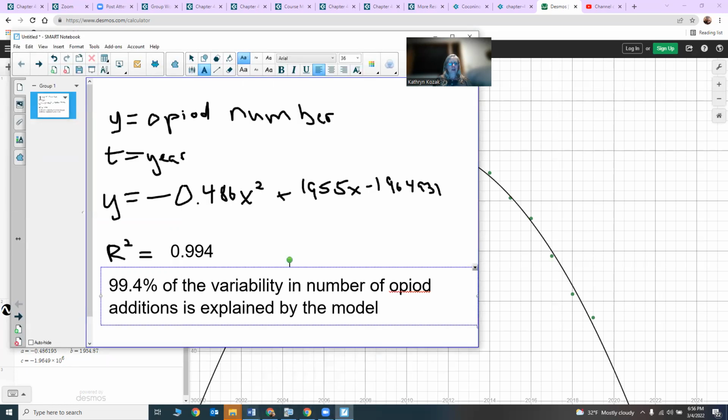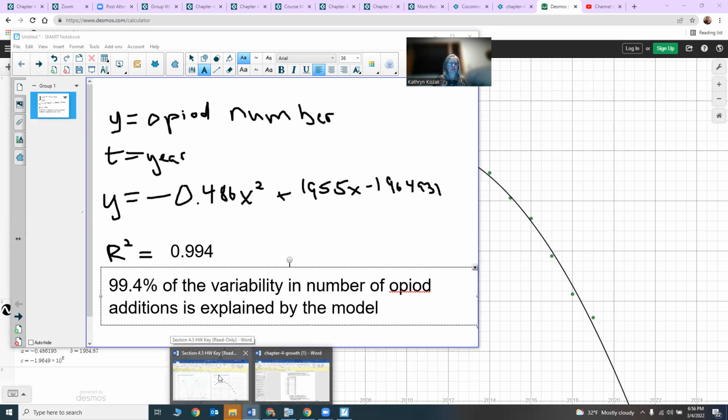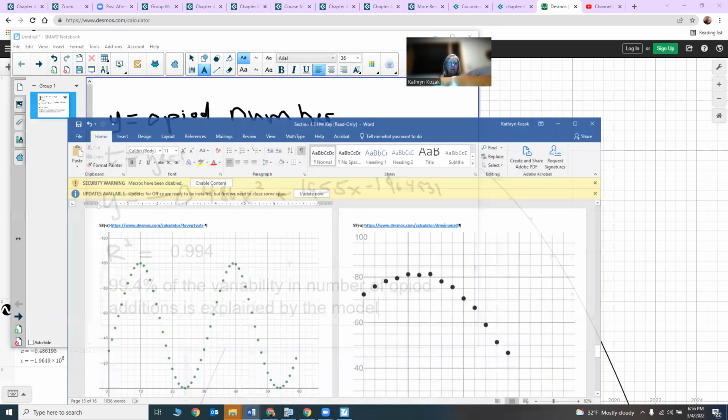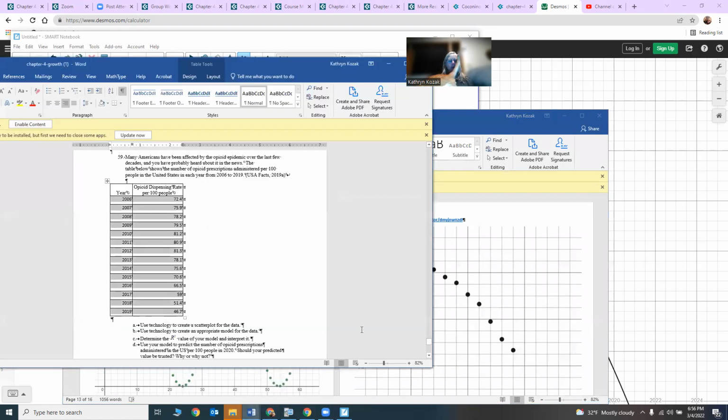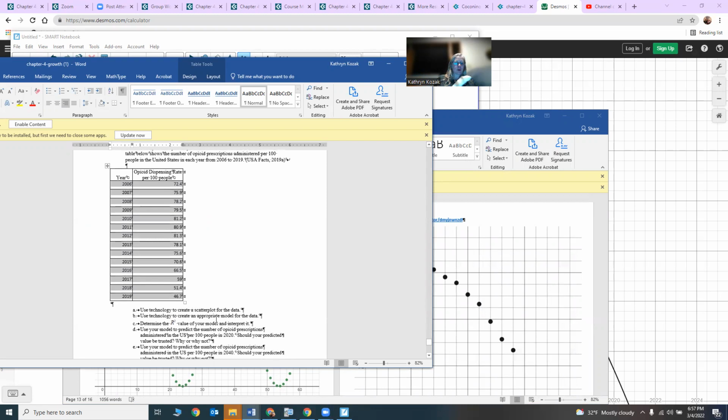So now the next thing I want to do is look to see what else it wants us to answer. It wants us to use this model to predict the number of opioid prescriptions administered in the US per 100 people in 2020. Should your prediction be trusted? So again, we're going to look to see what it says for 2020.